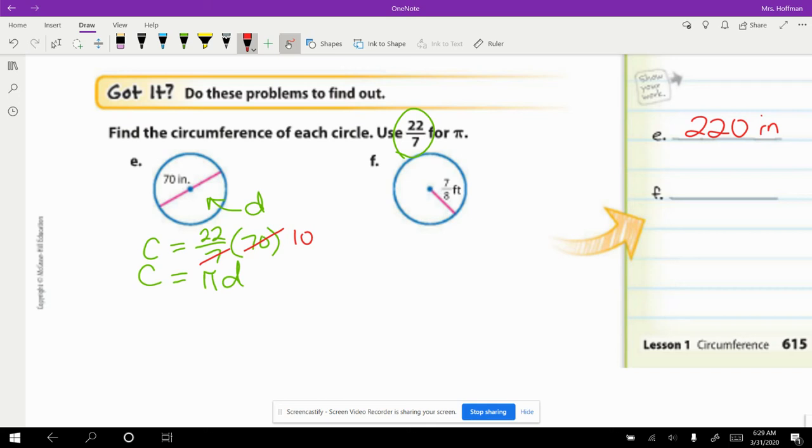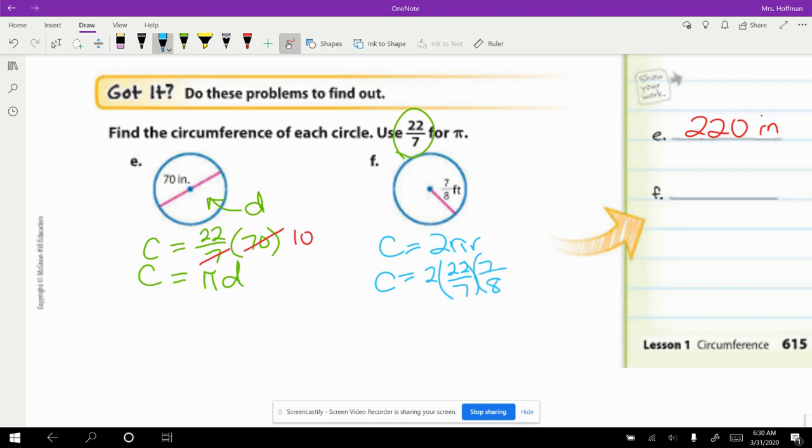The next one gives us the radius, so that means we're going to use the other formula, not pi times d, but 2 pi r. So the circumference is equal to 2 pi r. And then we're going to, again, use 22/7 for pi. So C is equal to 2 times 22/7, put that in parentheses, and then times 7/8.